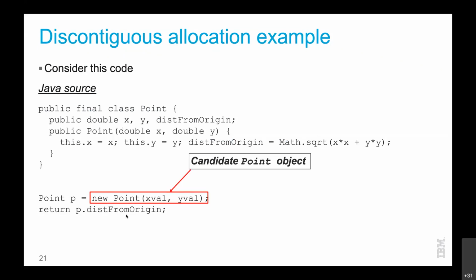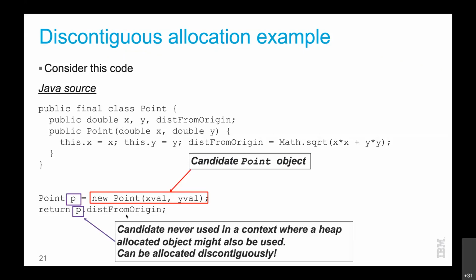For the purposes of the method in which this constructor call is happening, this point object that I'm constructing here is considered to be a candidate for stack allocation. The candidate is simply assigned to this variable p, and the only thing we do with it is extract a field from it. We never assign any other variables to this variable p. It can never refer to some other thing that might be heap allocated. So we know that if we stack allocate this point object, it doesn't have to be allocated contiguously. It can be allocated discontiguously.